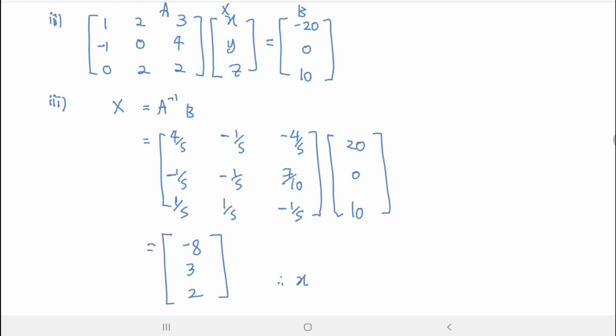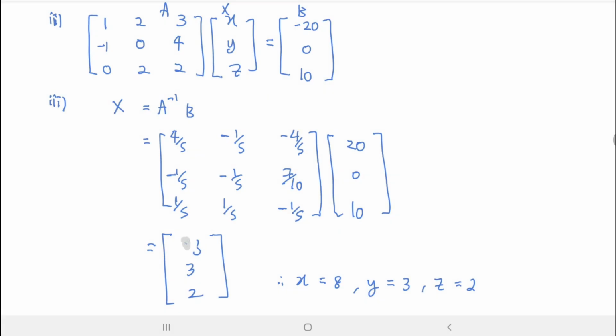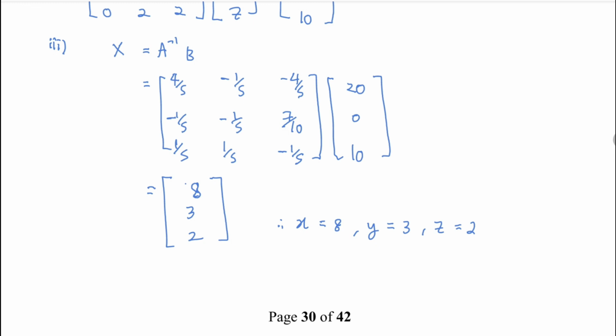So x will be 8, y will be 3, and z will be 2. I'm sorry, there is a correction here. There is no negative here, yeah? Okay, just a positive 8.